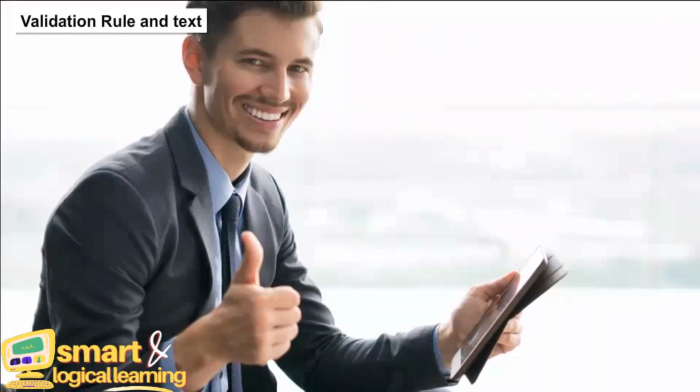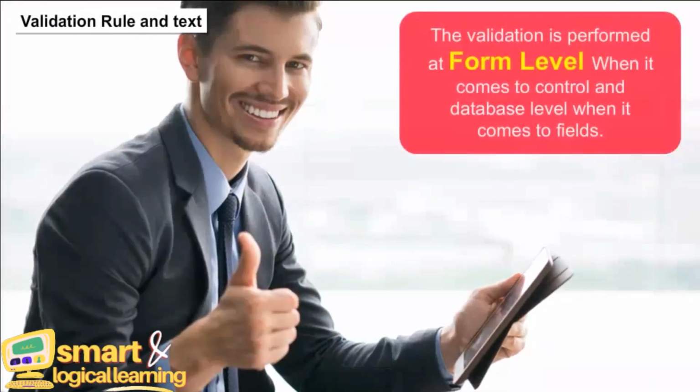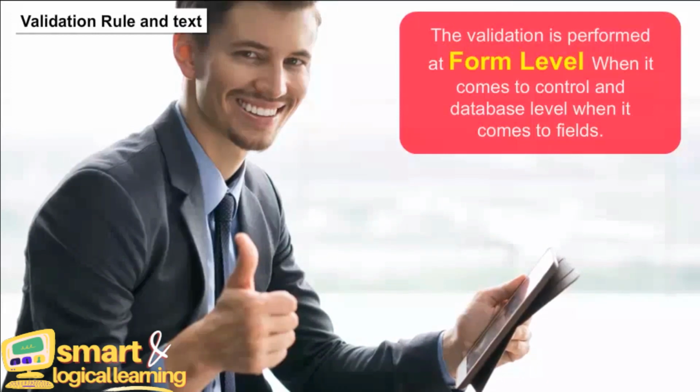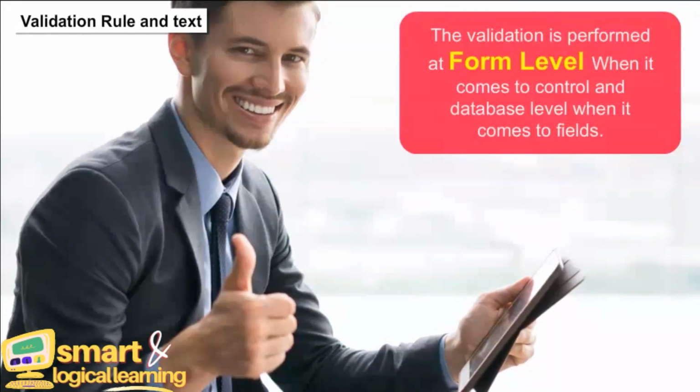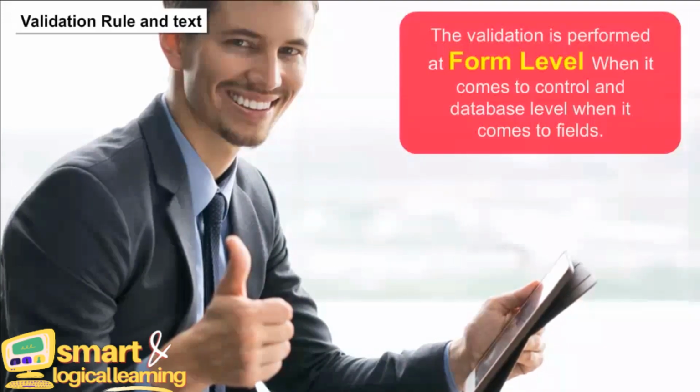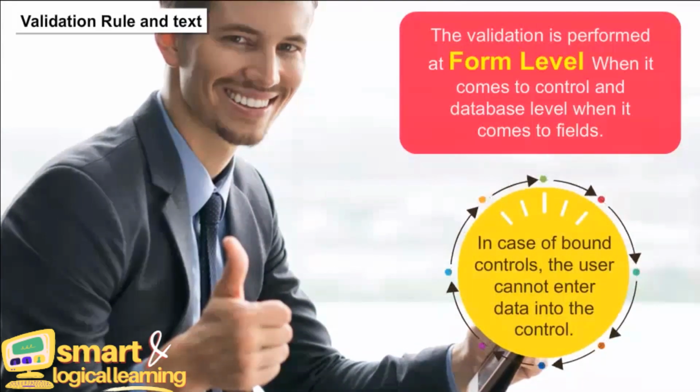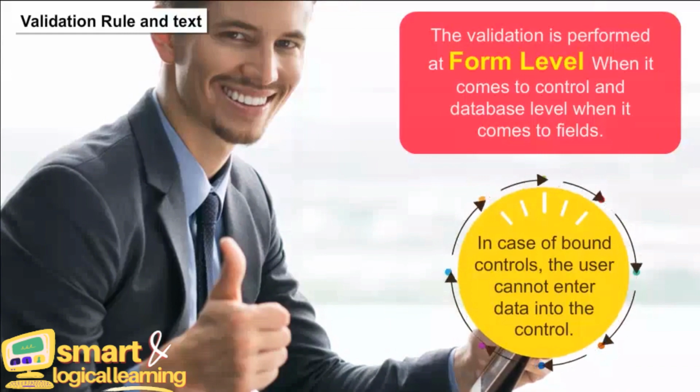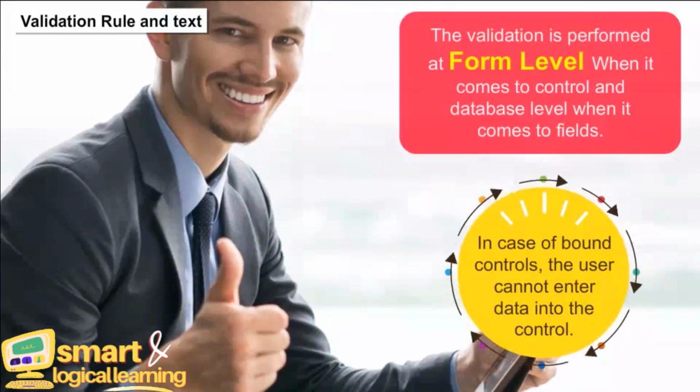Validation rule and text. The validation is performed at form level when it comes to control and database level when it comes to fields. In case of bound controls, the user cannot enter data into the control.